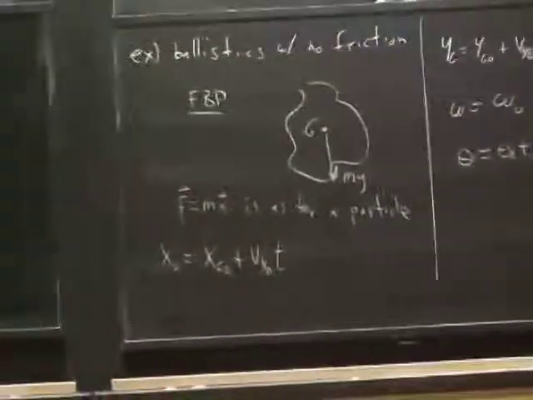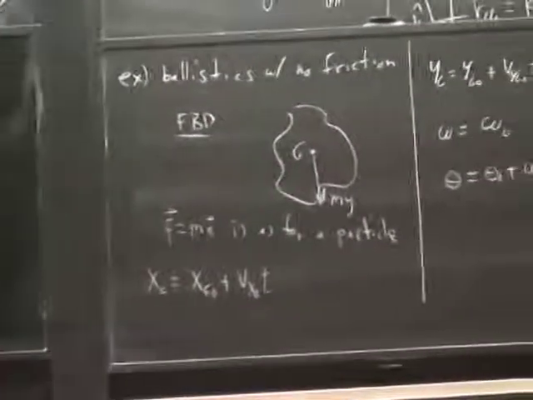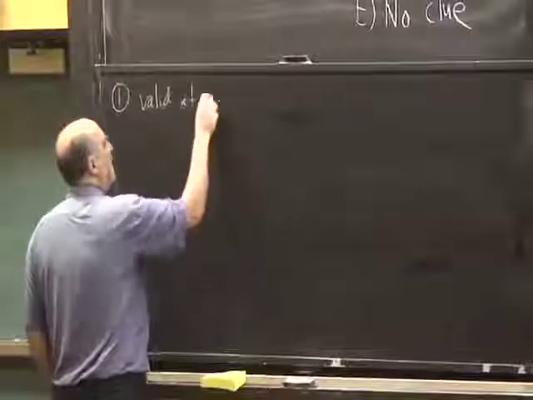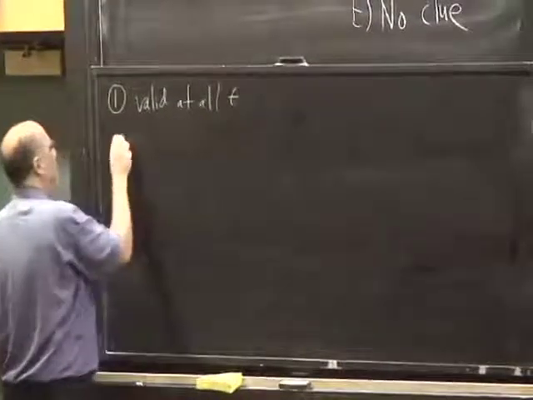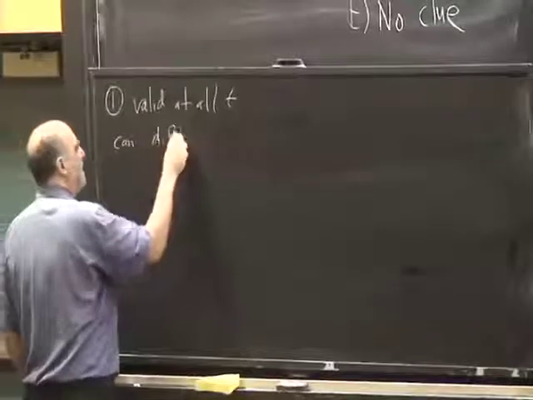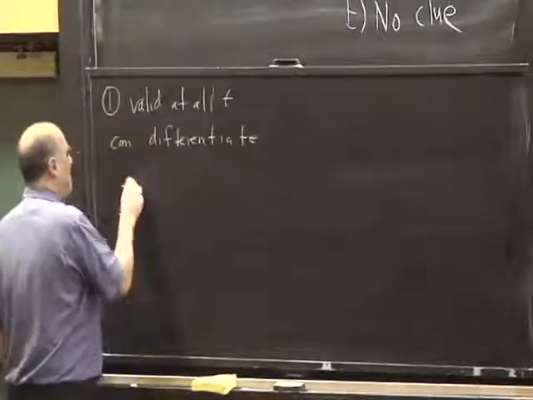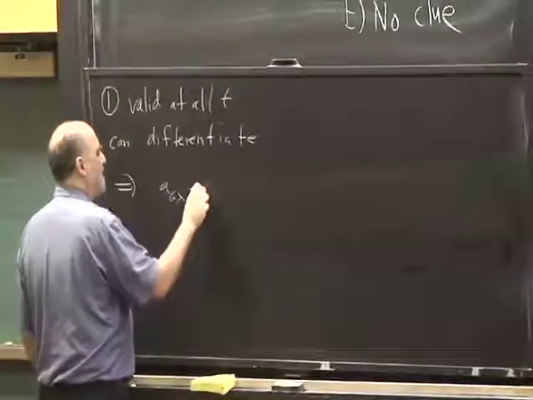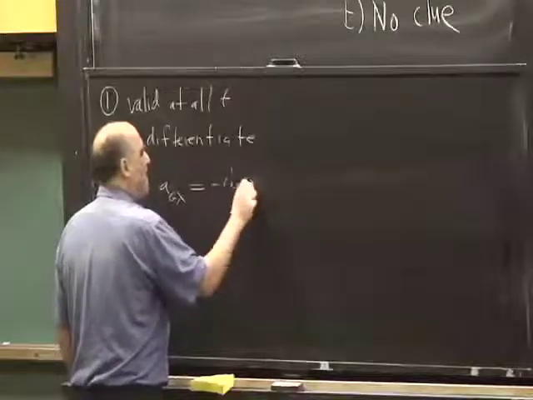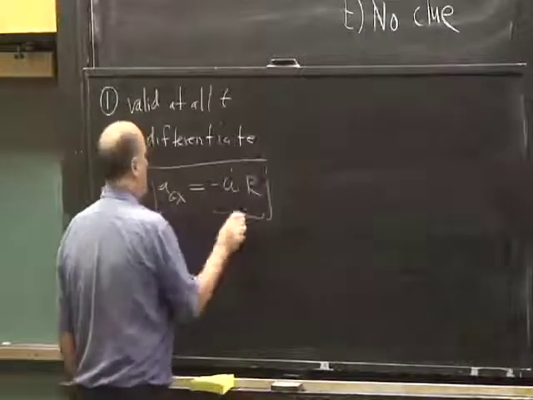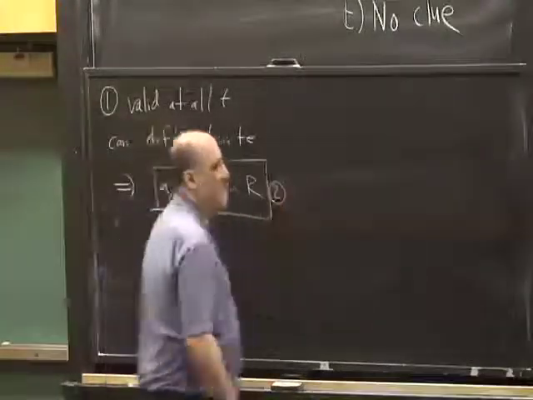So we take that equation. What number did I give it? 1. 1 is valid at all time, so we can differentiate it. And what that tells us is that acceleration of G in the x direction is equal to minus omega dot r. Okay. Any questions so far?